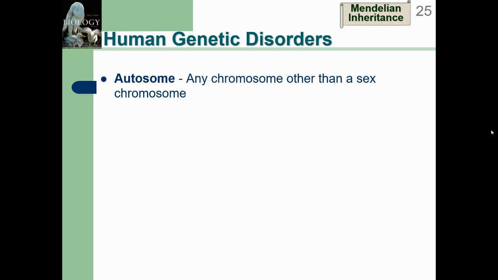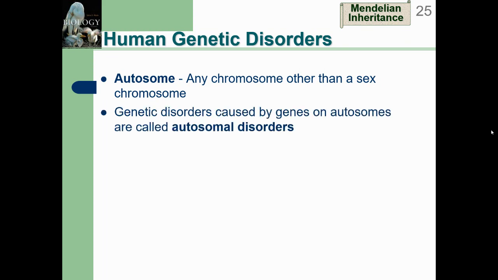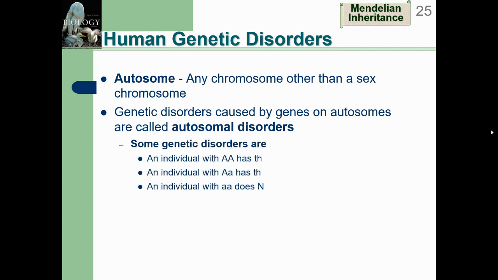So we can use that to look at inheritance patterns in humans. We've done that for just regular traits. We can also track and predict the potential for inheriting a genetic disorder. So the autosomes, if we talked about, are any chromosome other than the sex chromosomes, so numbers 1 through 22. Genetic disorders that are caused by genes on chromosomes 1 through 22 are called autosomal disorders.